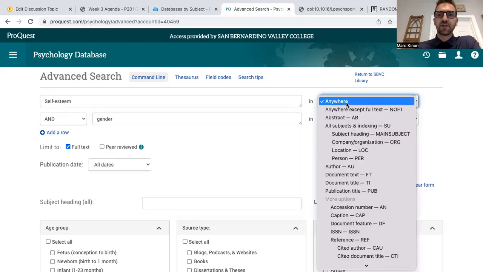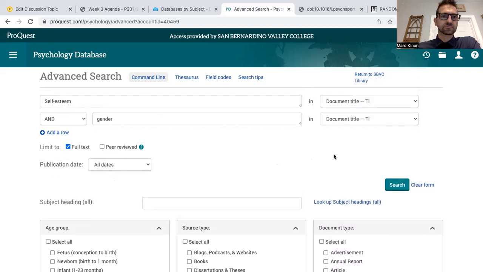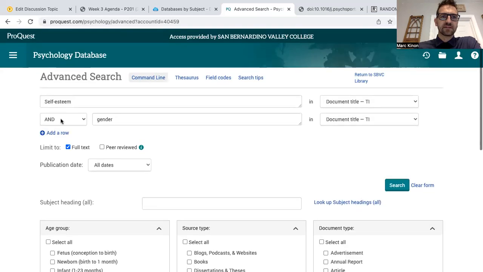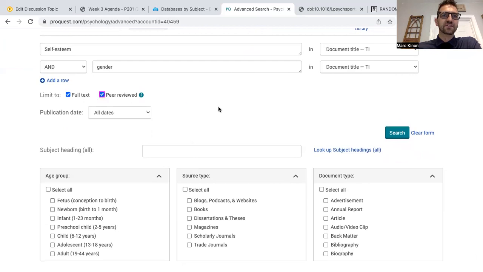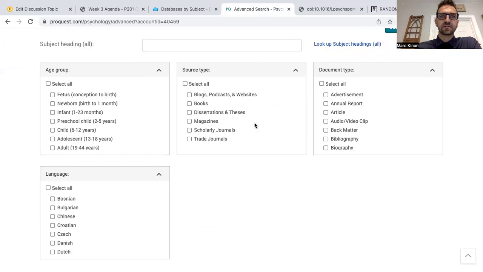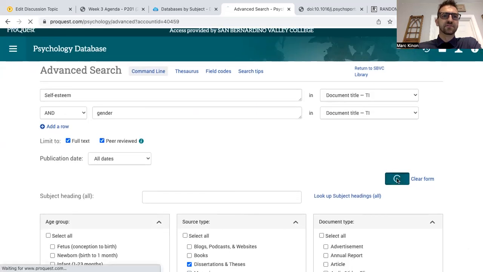And you could search anywhere. I think there's a title search. So you can mess around with it. So you can see full text. Peer reviewed is a good one. So pick peer reviewed. And what we want to look at are scholarly journals. Dissertations are fine. Okay, and you do a search.